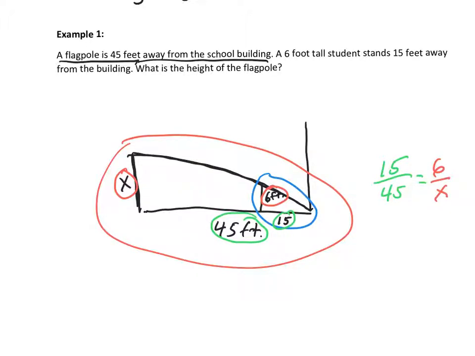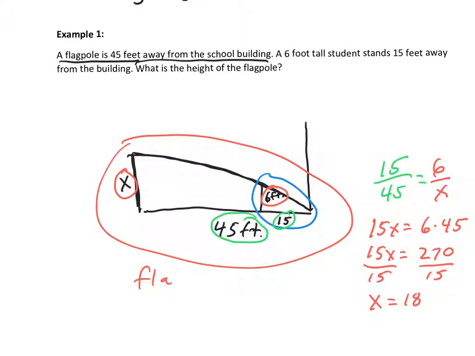And then to solve that, we can just cross multiply. So we'll do 15x equals 6 times 45. And that'll give me 15x is equal to 270. And then divide both sides by 15. And we end up with x is equal to 18. So that means that our flagpole is 18 feet tall.